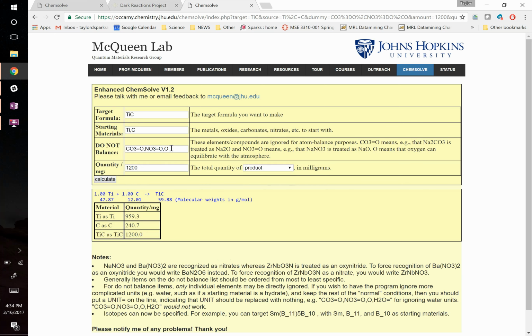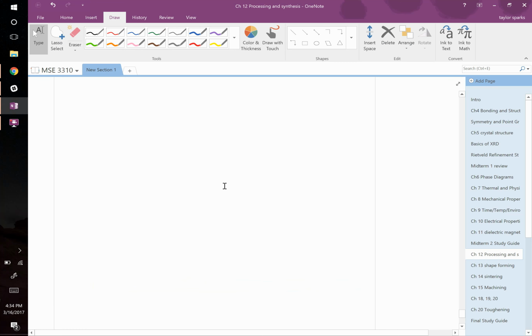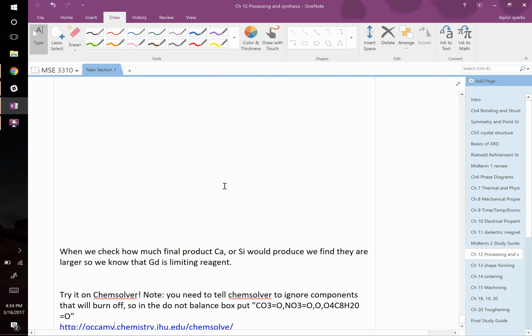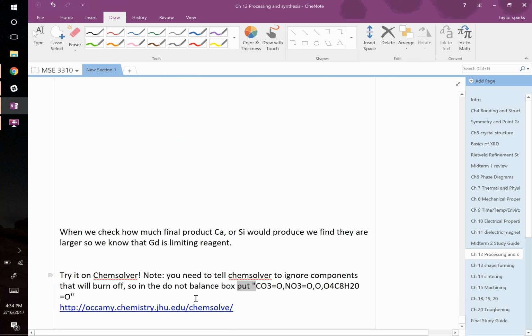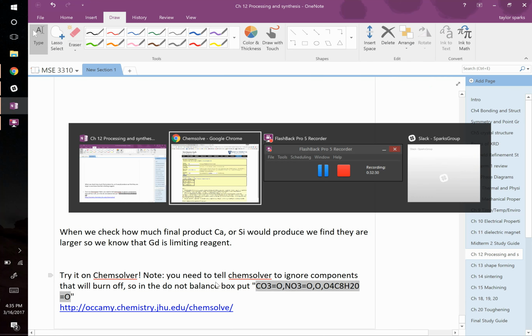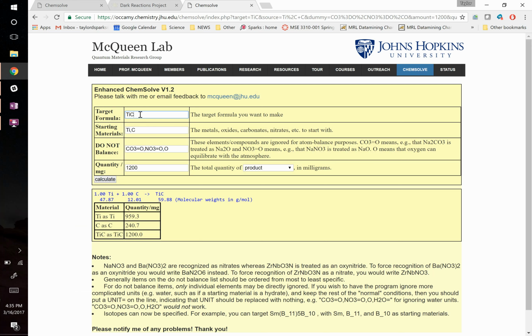So this is a really nice tool, and you can use it to double check that you guys got the right answer here. You just have to make sure that you put in the things that you ignore. It has a do not balance box, right? So let's say that you wanted to make now a different material. Let's say you wanted to make titanium aluminide, right? But your starting material is titanium carbide, right? And aluminum. So you'd have to tell it, ignore carbon, right? Don't balance carbon. You want carbon to burn off, and then it'll do so, right?